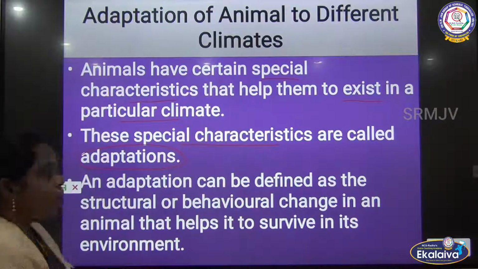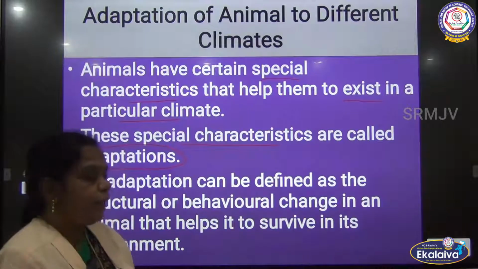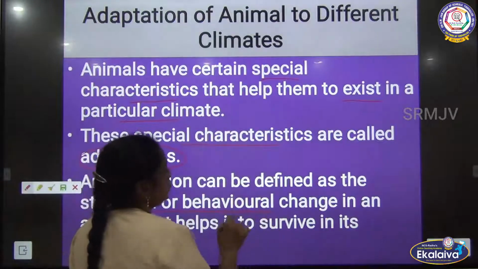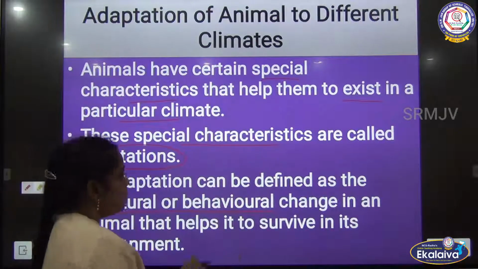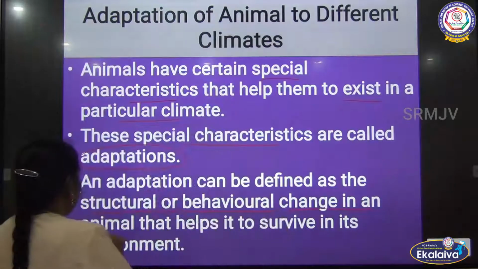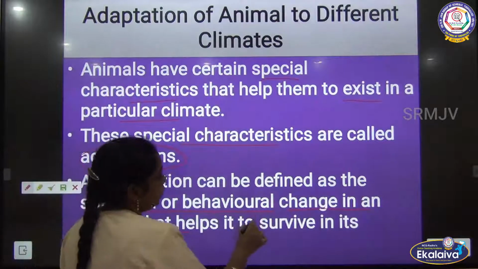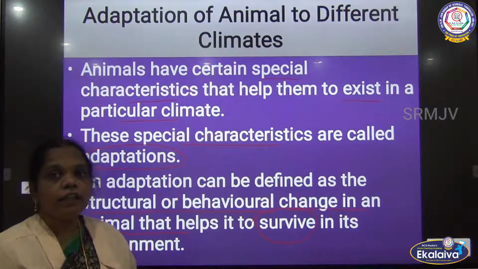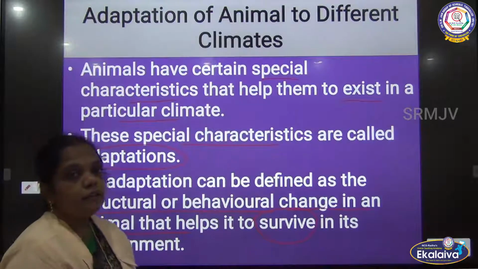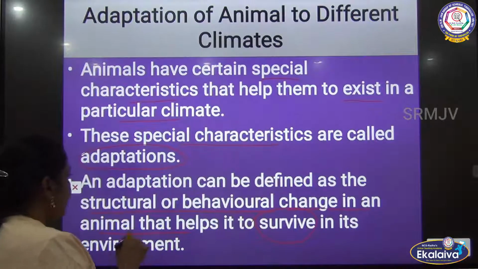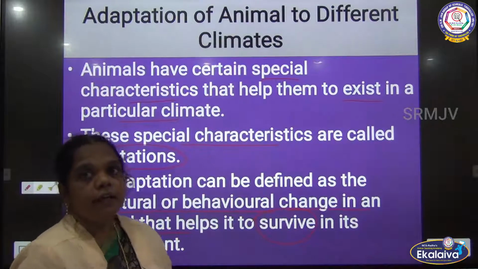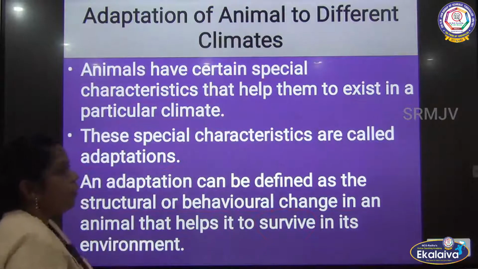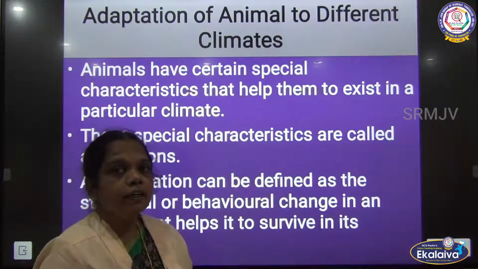Now what is meant by adaptation? Adaptation can be defined as the structural and behavioral change in an animal that helps it to survive in its environment. The structural and behavioral changes are the main thing, and they help animals to survive in the climate. Now, in what way do they survive in different climates?